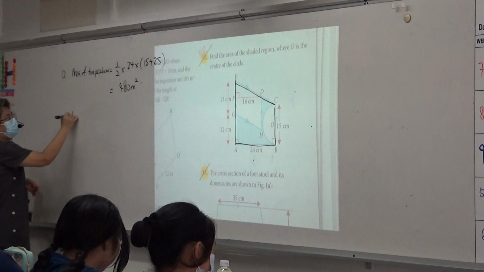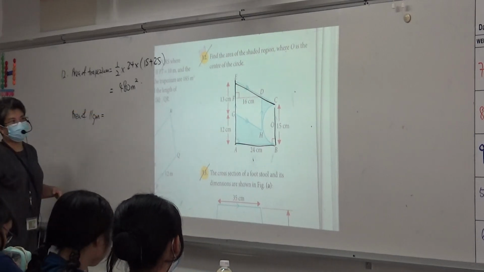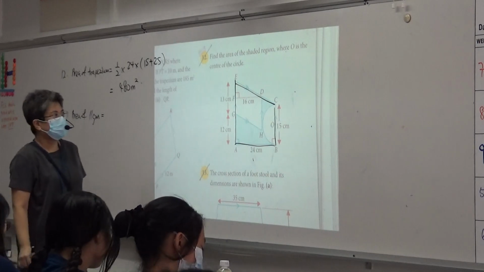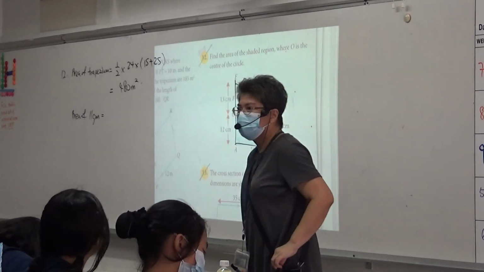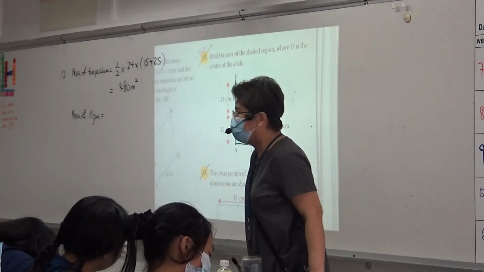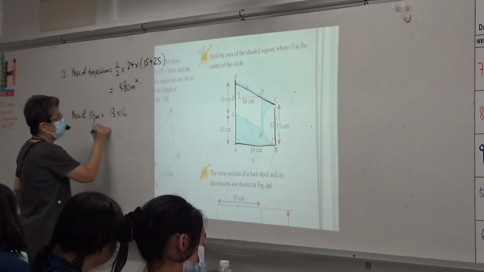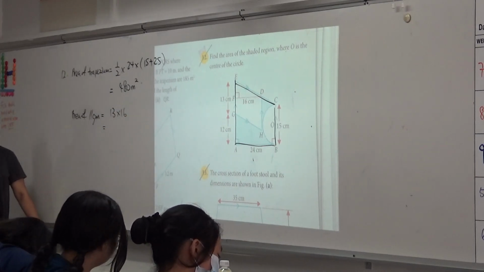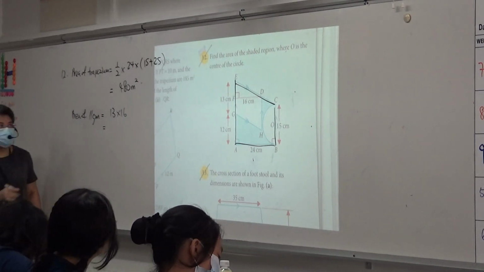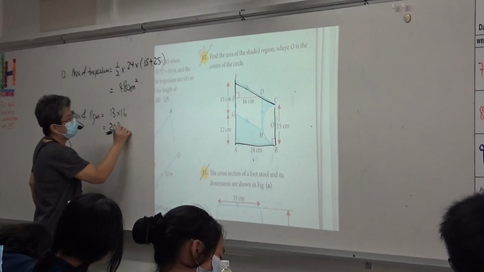Okay. What about the area of parallelogram? Look at the parallelogram. What's the base? 13. What's the height? 16. So 13 times 16. 208. Okay. So cm square.